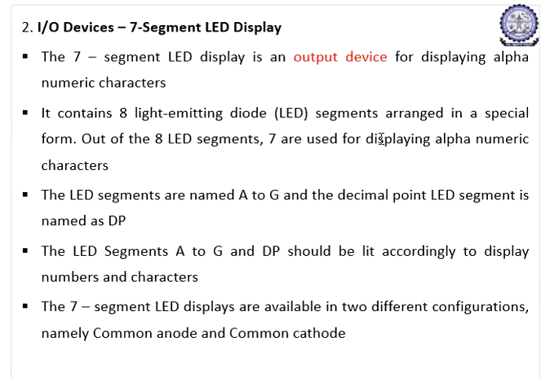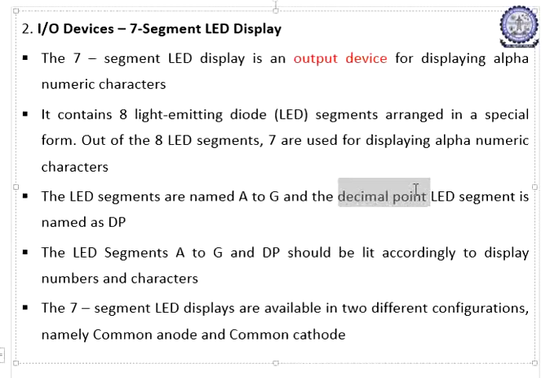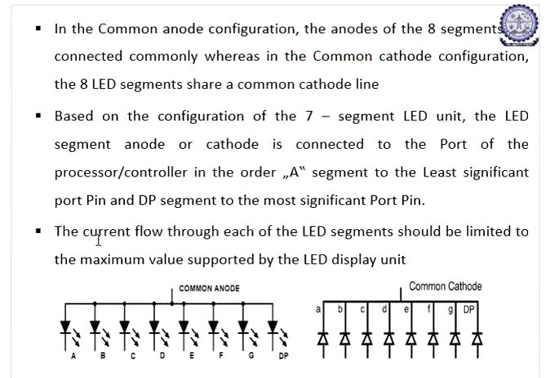The 7-segment LED display is also an output device. We already know this concept very well from analog and digital electronics, which we studied in the previous semester. It contains 8 segments: 7 segments are A to G, and another one is the decimal point. DP stands for decimal point. Here there are 2 different types of configurations: one is called common anode configuration, and another is called common cathode configuration.